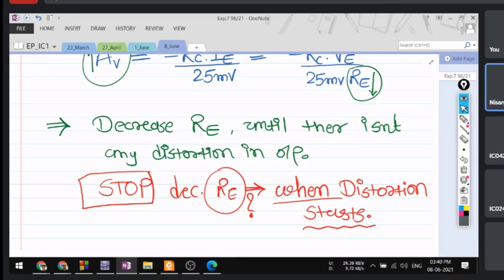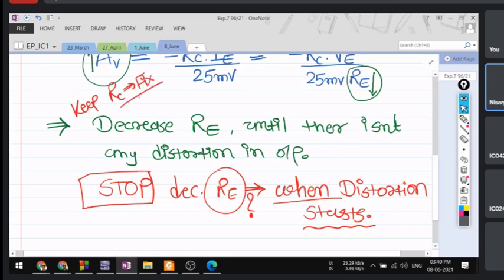In experiment number 6, we were increasing RC. Now here, keep the RC fixed. In this experiment, keep your collector resistor fixed. Don't change it, and you vary the RE. Vary means decrease the value of RE, up to a certain point.